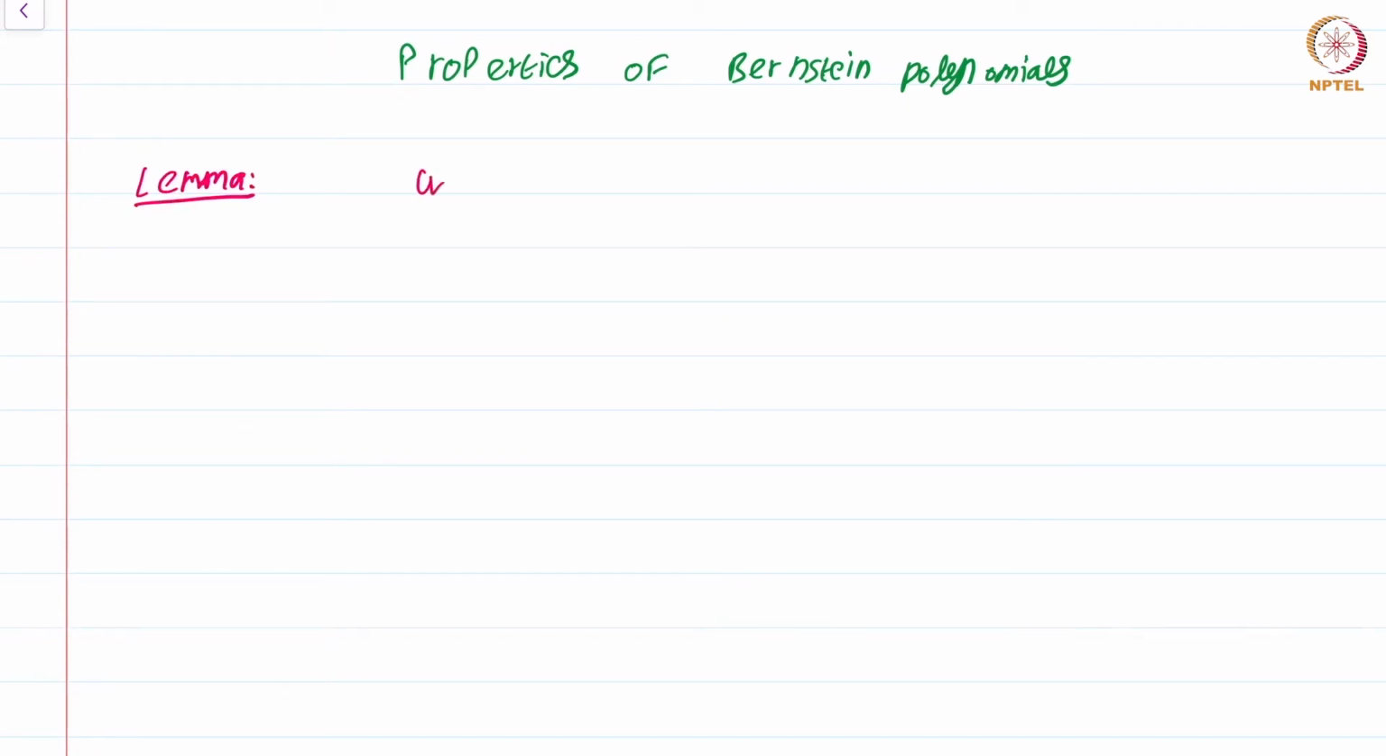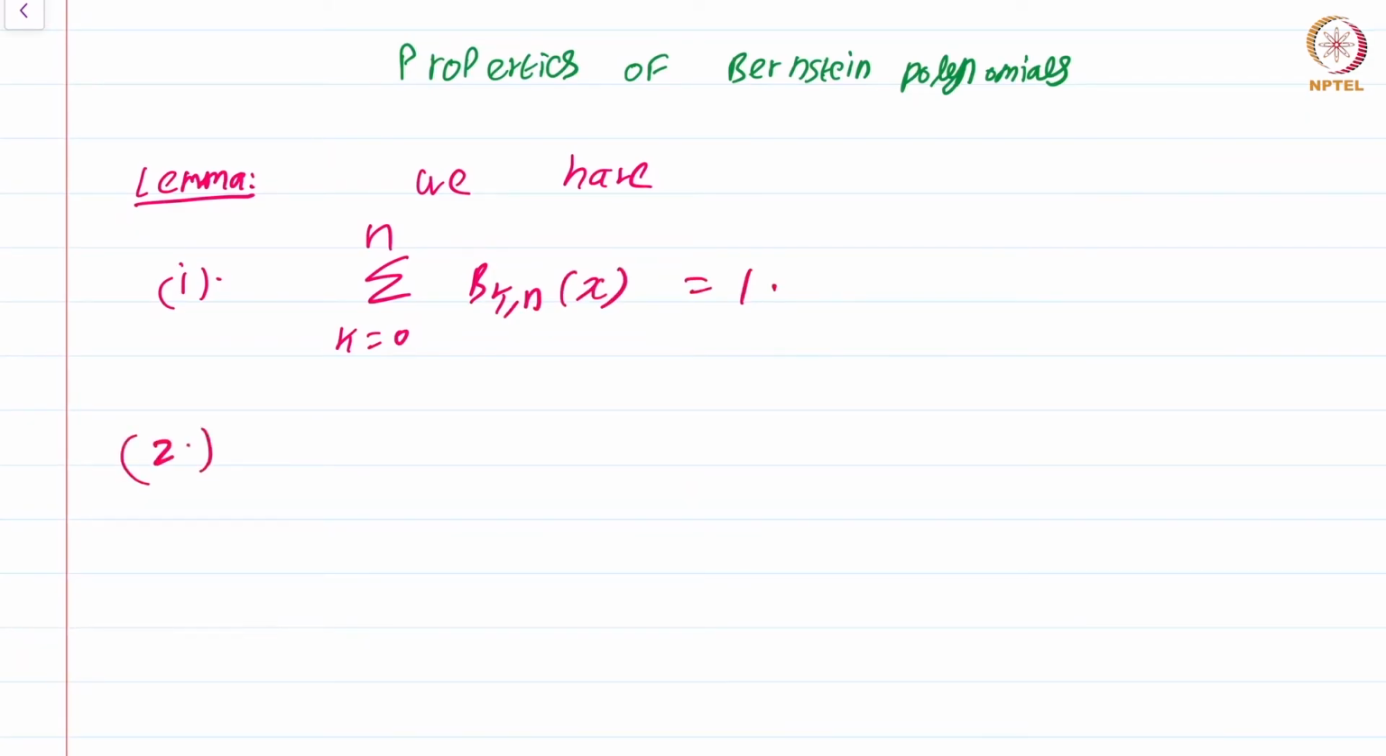We have, number 1, summation k equals 0 to n of b_{k,n}(x) equal to 1. We have already seen a proof of this basic property. Number 2, summation k equals 0 to n of k b_{k,n}(x) is nothing but nx.